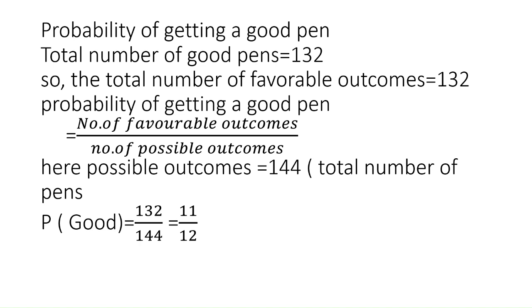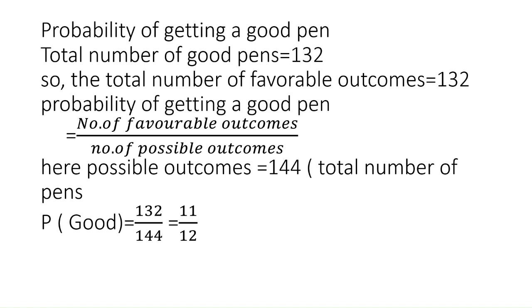Okay, so the probability of getting a good pen will be equal to the number of favorable outcomes by the number of possible outcomes, that we know. So how many favorable outcomes are there? 132. What are possible outcomes? It is nothing but 144, the total number of pens. So the probability of getting a good pen will be equal to 132 by 144. 132 is the number of good pens and 144 is the number of total pens. Okay. So 132 by 144 will be equal to 11 by 12 when we simplify it with the 12th table. So the probability of getting a good pen will be equal to 11 by 12.